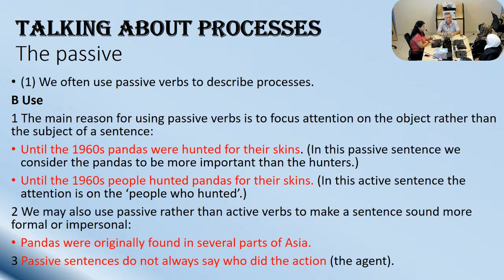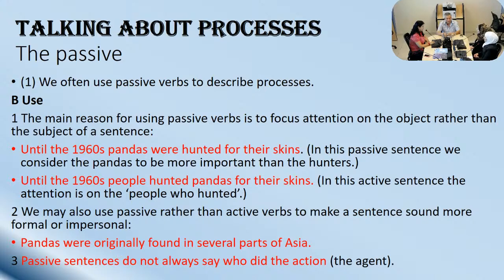We often use the passive verb to describe processes. The main reason for using passive verbs is to focus attention on the object rather than the subject of the sentence. For example, until the 1960s, pandas were hunted for their skins. In this passive sentence, we consider the pandas to be more important than the hunters. Until the 1960s, people hunted pandas for their skins. In this active sentence, the attention is on the people who hunted.